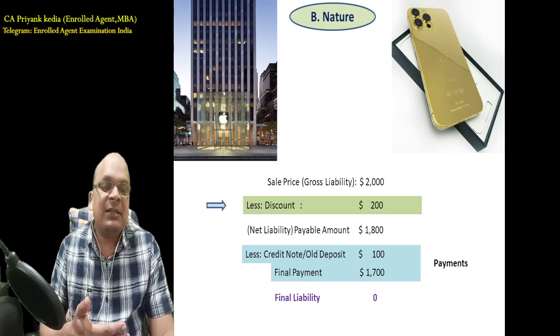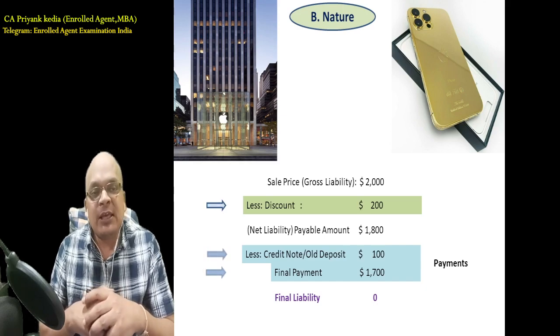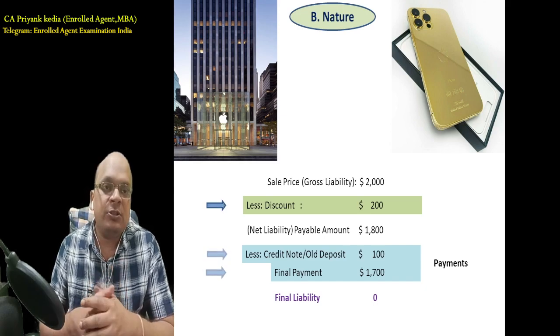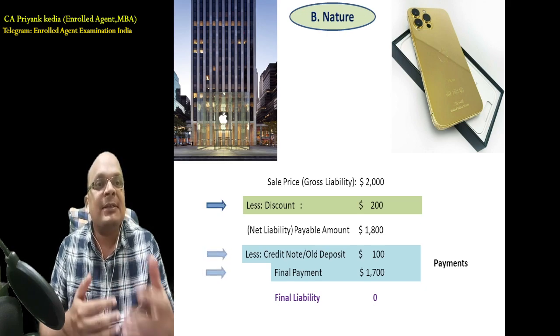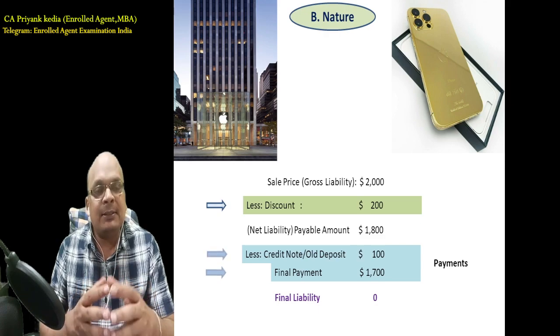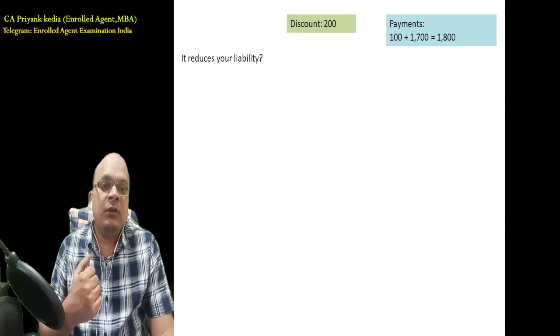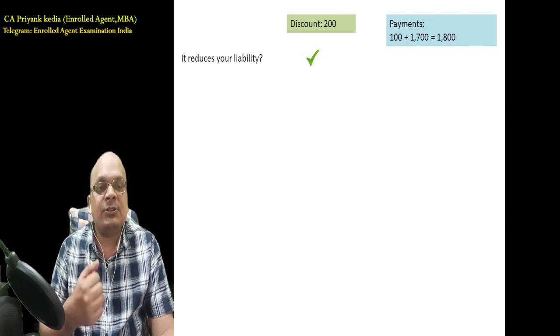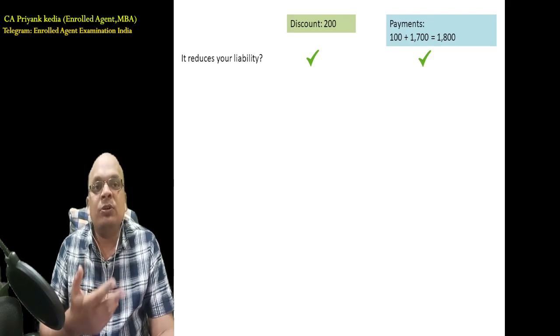Now you can see that both the items, first the discount and second the payments, are reducing your liability to zero. But can you say that both the items are the same? Just because they are reducing the liability, that does not mean that both the items are the same. So now let's discuss the differences between the character and the nature of these two items. Let's take them one by one. For example, the first question is, does discount reduce your liability? Yes, it does. Does payment reduce your liability? Yes, it does. So at this point, both are the same.